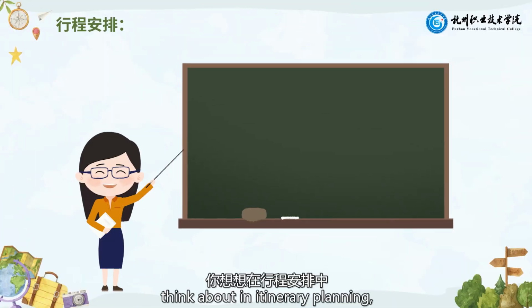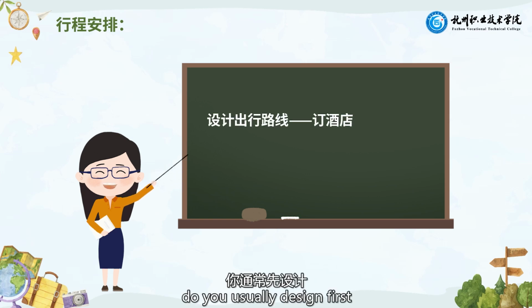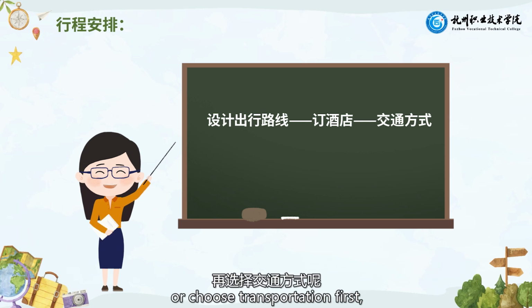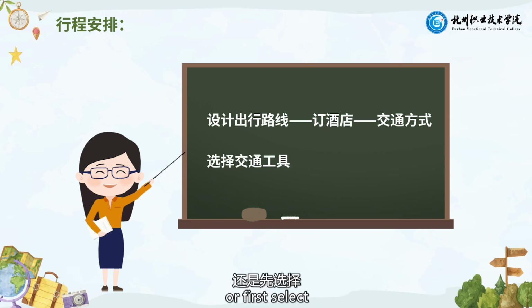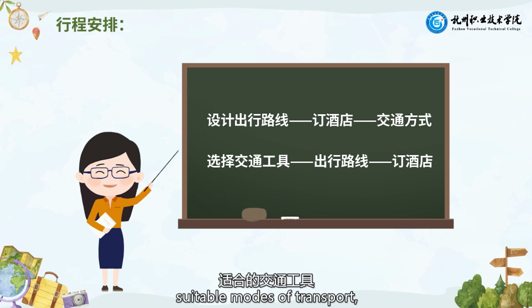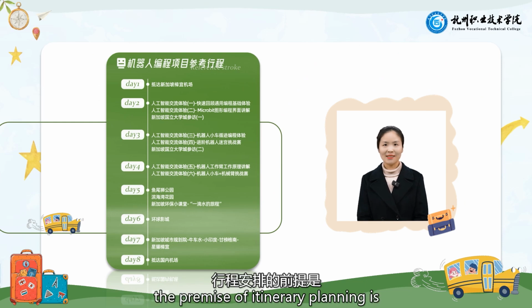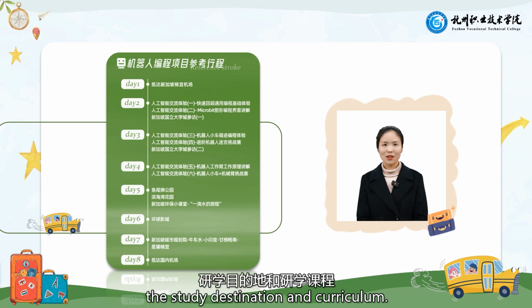Before class, think about itinerary planning. Do you usually design travel routes and book hotels first, or choose transportation first? Or first select suitable modes of transport, then arrange travel routes? For study tours, the premise of itinerary planning is that we have already determined the study destination and curriculum.